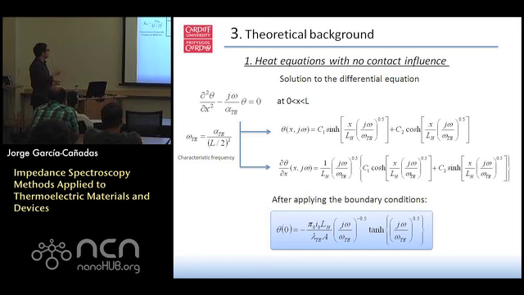We use this characteristic frequency of thermal diffusion, which is given by the thermal diffusivity divided by the square of the half length. This is equivalent to the time that the heat wave needs to travel up to the half length of the element. And using this equivalence, these are the general solutions to this heat equation. After applying the boundary conditions and doing some mathematics, I reach this equation for the temperature change at 0.